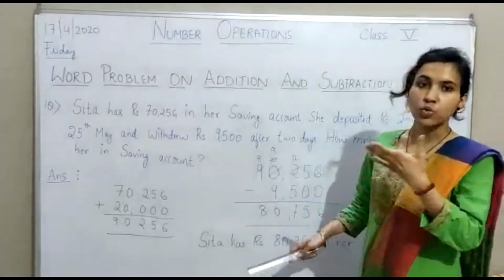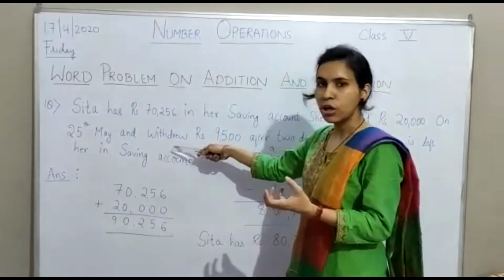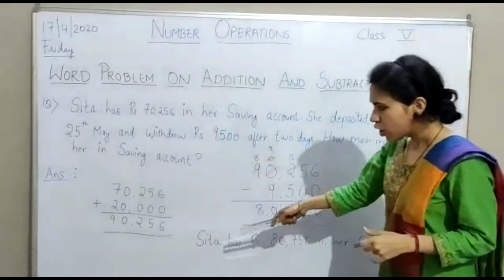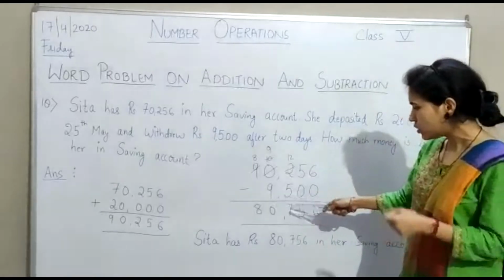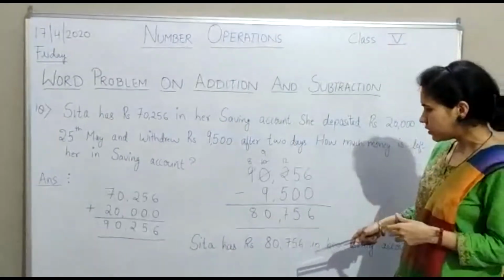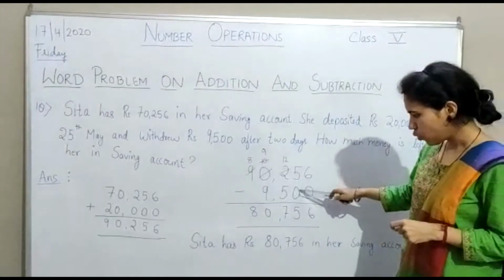So now, after 2 days she is withdrawing the money. Withdraw ka matlab hota hai nikal rahi hai. So out of 90,256 rupees, she is withdrawing rupees 9,500. Okay, now let's subtract it. 6 minus 0 is again 6. 5 minus 0 is 5.